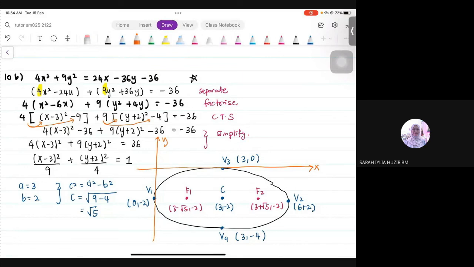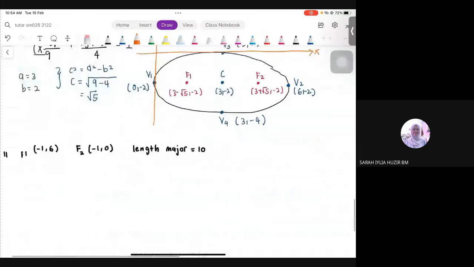Okay, so habislah cerita pasal ellipse, complete semua. Yang bawah ni soalan dia lebih kurang je.